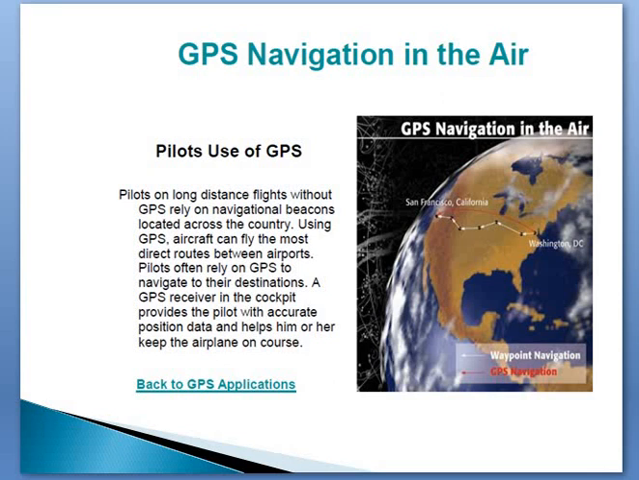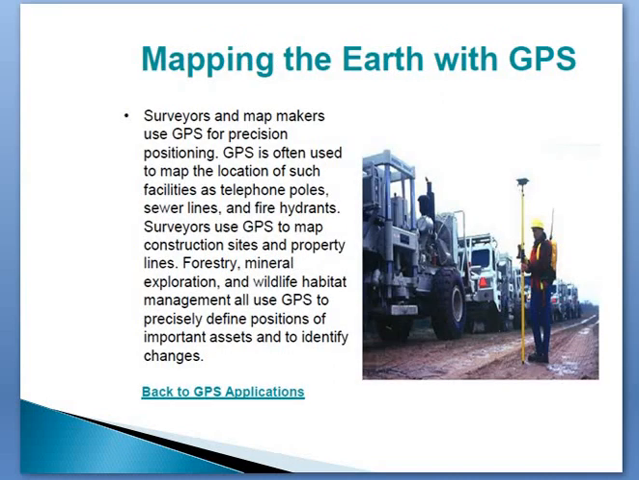Potential decommissioning and reduction of expensive ground-based navigation facilities, systems, and services. The next one is mapping of Earth with GPS. GPS is often used to map the location of such facilities as telephone poles, sewer lines, and fire hydrants.